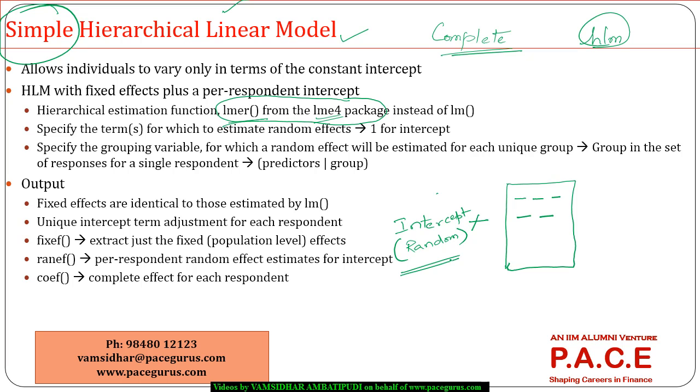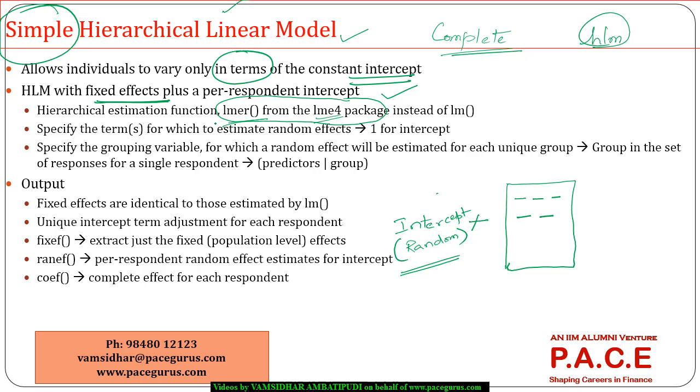So the intercept will be different for each and every individual. Because we have 200 respondents, we will have 200 different intercepts, one for each of the respondents, but the remaining coefficients for all the variables will remain the same. This kind of model is called a simple hierarchical linear model. So the individual randomness comes only in terms of the intercept, which is a constant. So we have fixed effects which are common for all the respondents, but each respondent will have a different intercept form. So that is what we are going to use now.